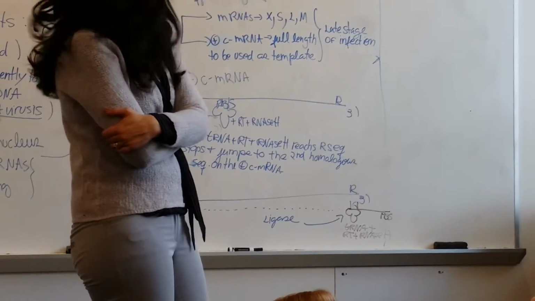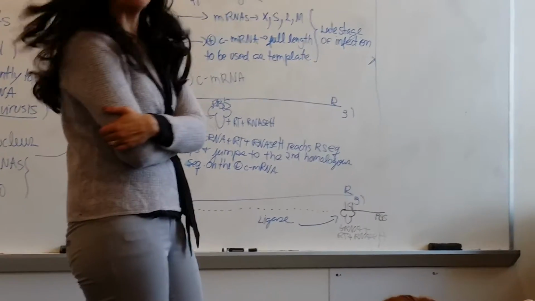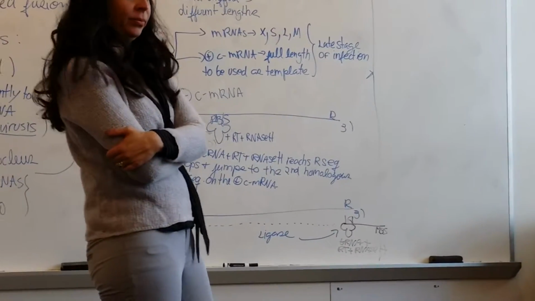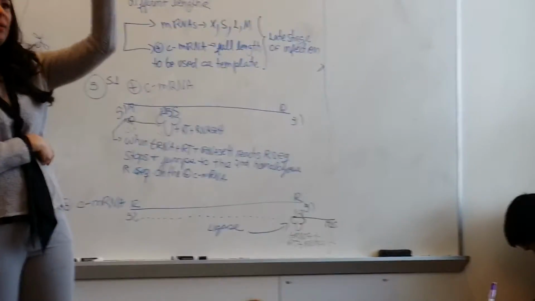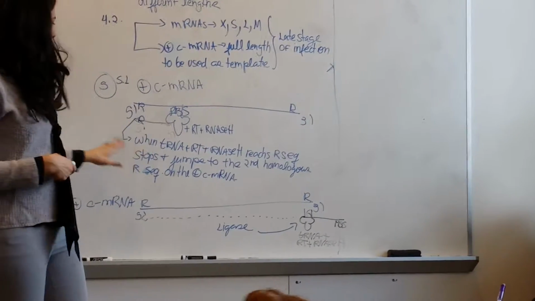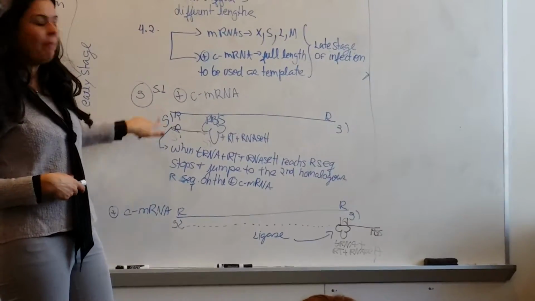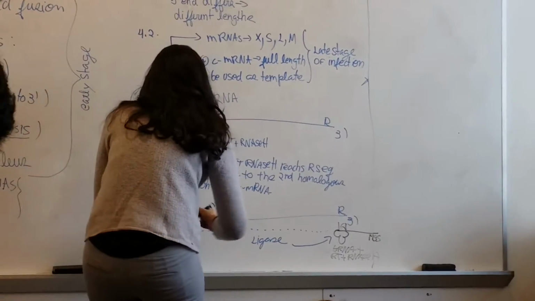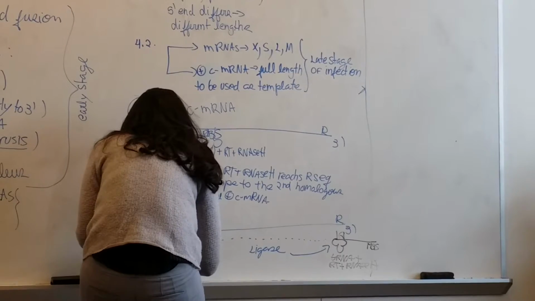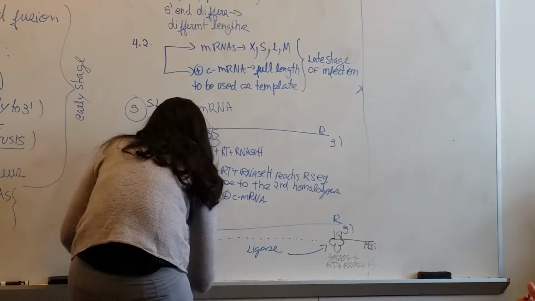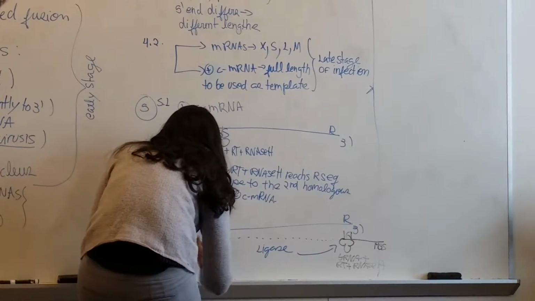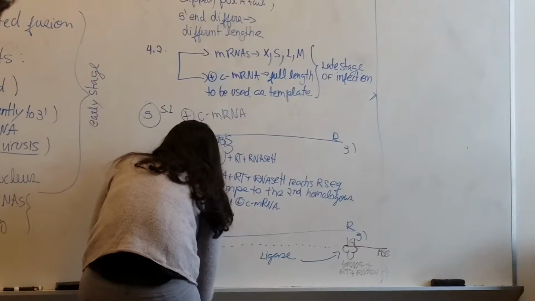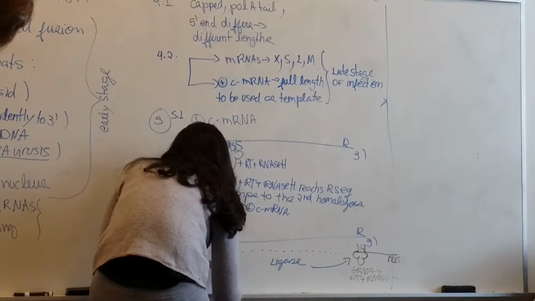So for number 5, this is the late stage, because now I'm making the DNA to be packaged inside the capsid so the virus can leave the cell. All right, so that's 5.1. Okay, I made negative sense. The black is negative sense cDNA. Sorry, the pen is not working. Negative sense cDNA, the black one.